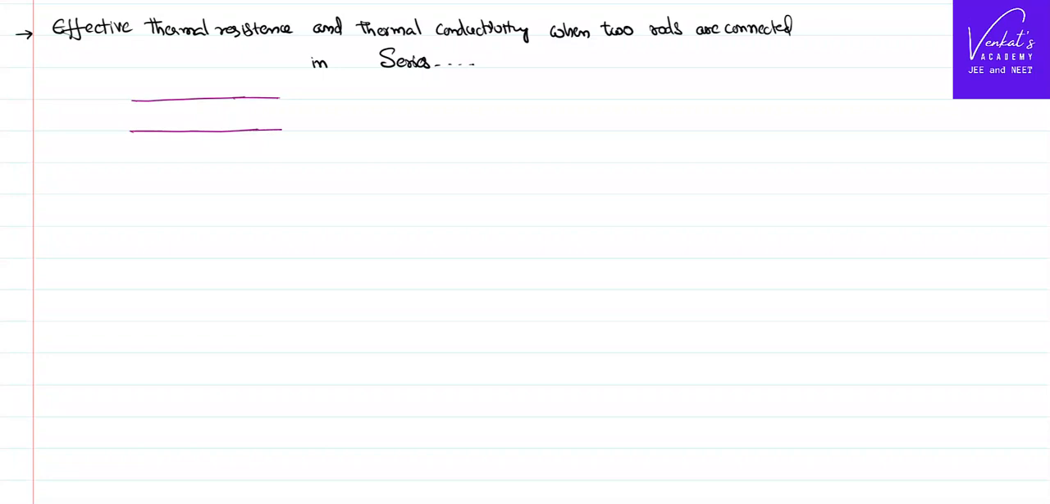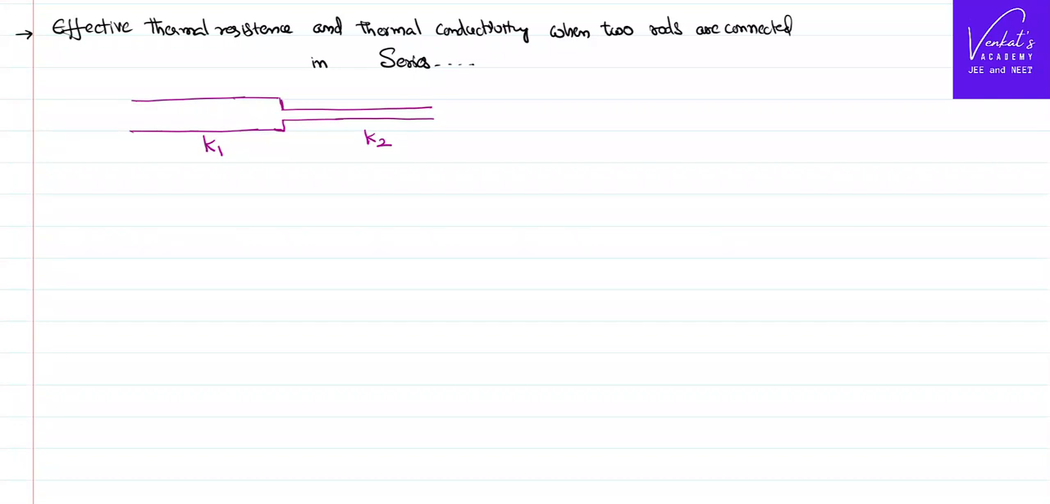I am intentionally drawing a thicker rod so that we can notice easily. In practical life, they need not be that thick. Assume these are two different rods, made up of different materials, therefore their coefficients of thermal conductivity are different. This kind of connection is called a series connection.